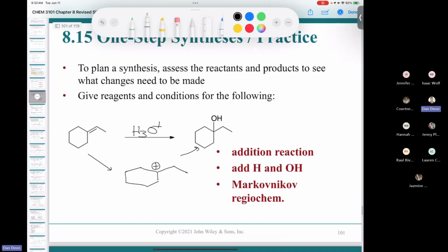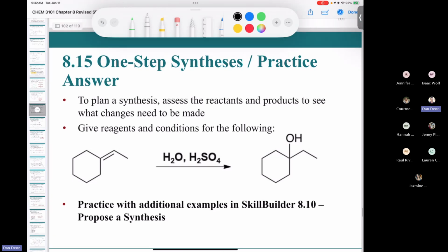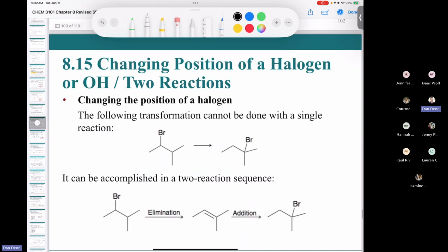You wouldn't have to use oxymercuration-demercuration conditions. You can always write H3O plus. That will work for me. Or you could say a mixture of sulfuric acid and water. Why? Because what's the major component existing in solution when you mix sulfuric acid and water? It's hydronium, right? It's H3O plus that is going to predominate because it has a higher pKa than sulfuric acid.